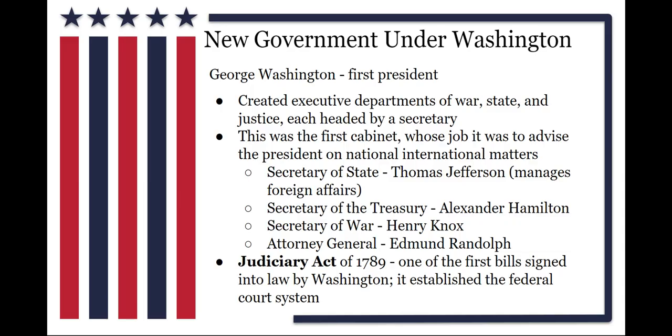George Washington, of course, is the first president of the United States, and he does a number of things that create precedents that other presidents follow years later to this day. He started by creating executive departments of war, state, and justice. We have a lot more departments today, but that's what George Washington started with: the Department of War, the Department of State, and the Department of Justice. Each one of those is headed by a secretary, and then he adds the Department of the Treasury as well. This is the first cabinet.